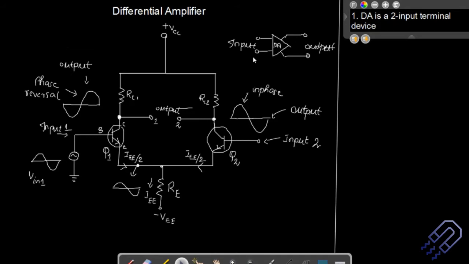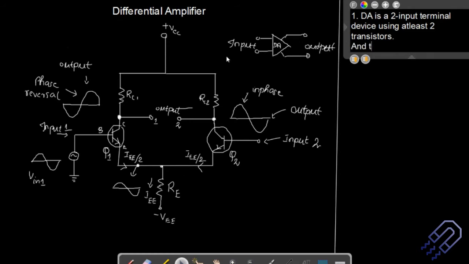Taking the difference between the two inputs has great advantages, and that is what we are going to explain. Okay, let me write down the points and then I'm going to explain this. It's a two input terminal device using at least two transistors. So it's not that it will use only two transistors. There might be a number of transistors which are getting connected here, a cascaded system.